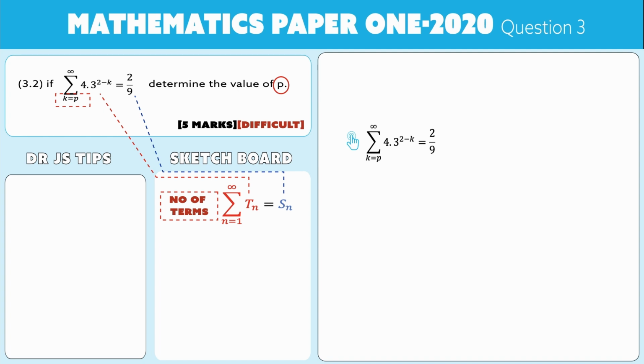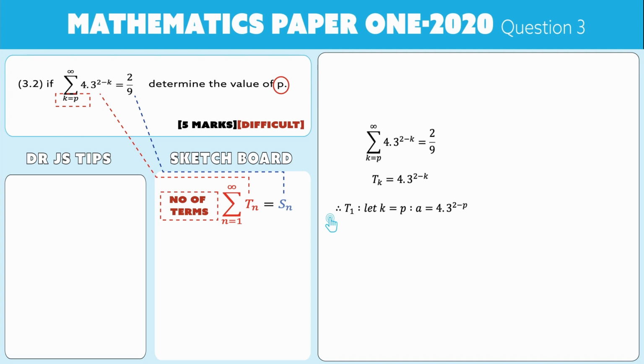Well, let's write down what we know. We know that the term k, in other words, the general term, is 4 times 3 to the 2 minus k. And in this case, the value of k is p. So our very first term, for term 1, we're going to let k equal p. So what do we know? We know that term 1 is usually a, so a will be 4 multiplied by 3 to the 2 minus p. Okay, that is what we know.